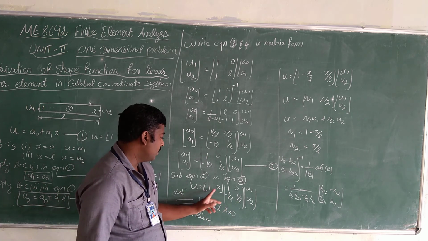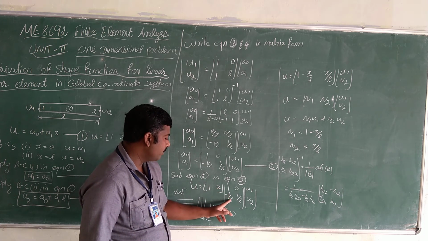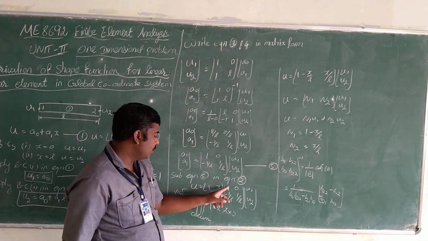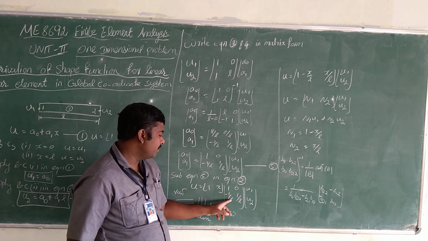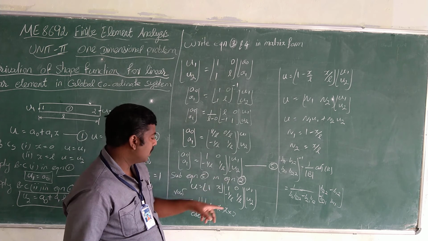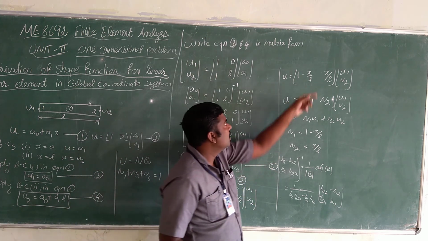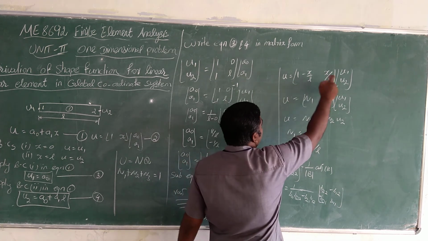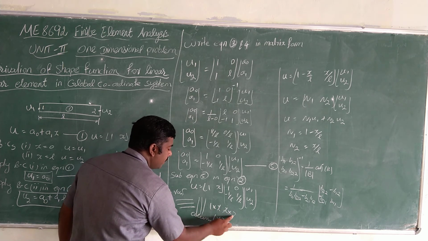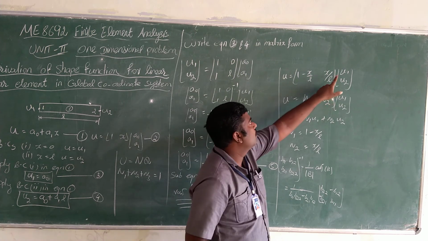Therefore we multiply: 1 into 1 is 1, x into minus 1 by L is minus x by L. Therefore 1 minus x by L. And another one: 1 into 0 is 0, x into 1 by L, that is x by L. So this is a 1 by 2 matrix. As I already told you, once we multiply a 1 by 2 matrix into a 2 by 2 matrix, we get a 1 by 2 matrix, and this is then multiplied by u1 u2.